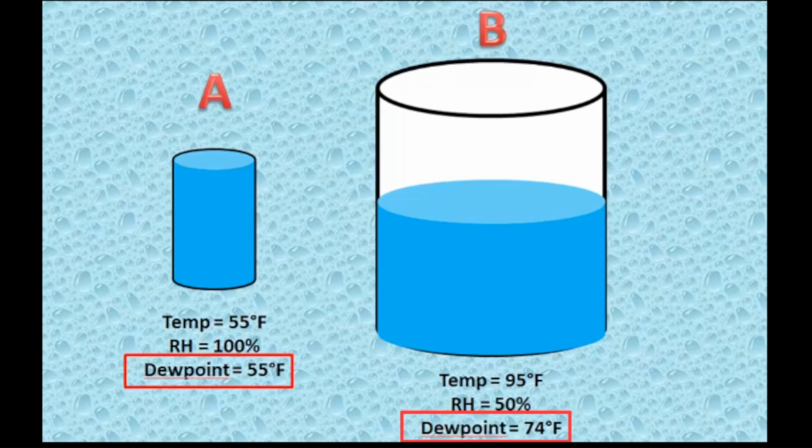You can see here temperature at 55 degrees, relative humidity is 100%, dew point of 55 degrees. Temperature 95 degrees here on the right, relative humidity 50%, dew point is 74 degrees. You can see there is a lot more moisture.